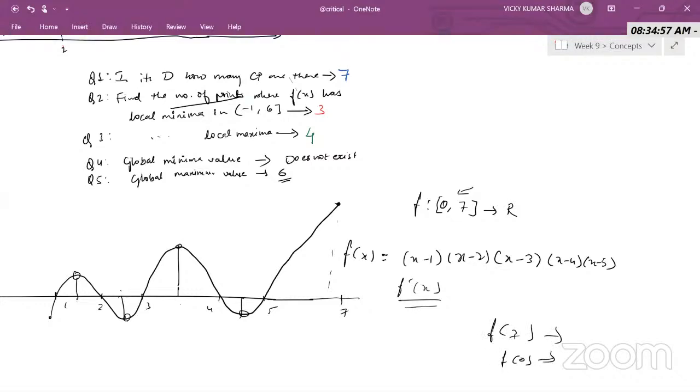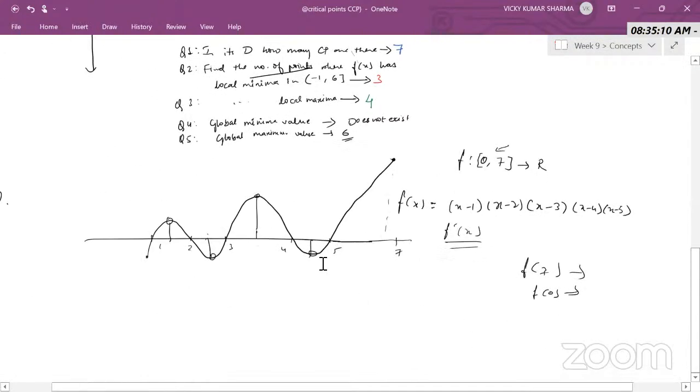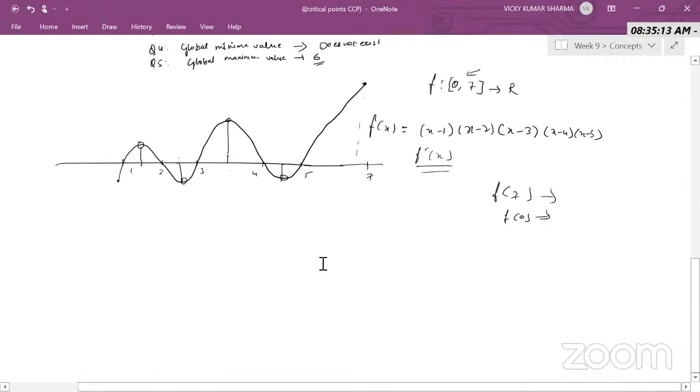Okay, so overall, whichever is giving you the maximum value, that is your global maxima, and whichever is giving you the minimum value, that is your global minima. Why should we consider this endpoint?